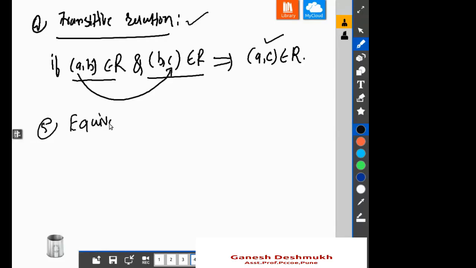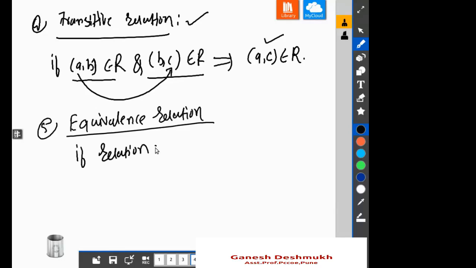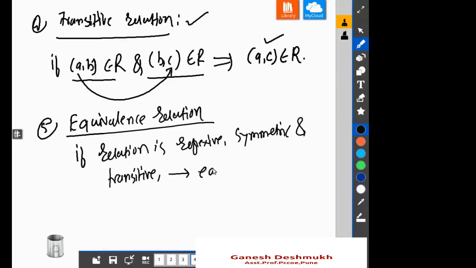Then equivalence relation. If the relation is reflexive, symmetric and transitive, then it is called an equivalence relation.